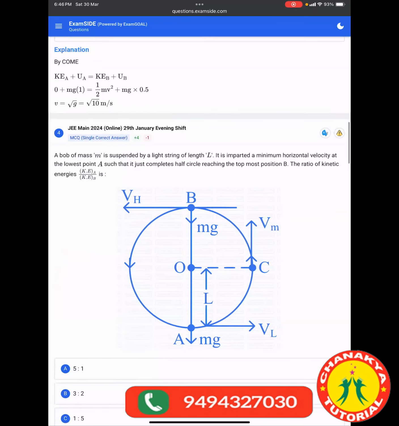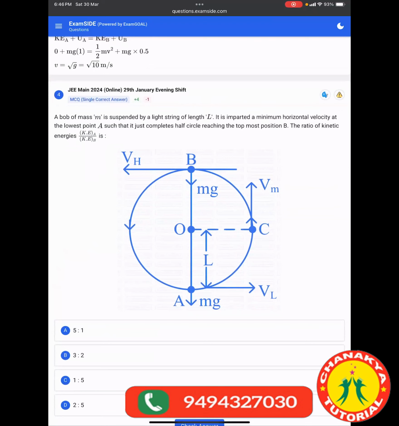Yes, see this question. A bob of mass m is suspended by a light string of length L. It is imparted a minimum horizontal velocity at the lowest point A such that it just completes half circle, reaching the topmost point B. The ratio of kinetic energy KE at A to KE at B is.